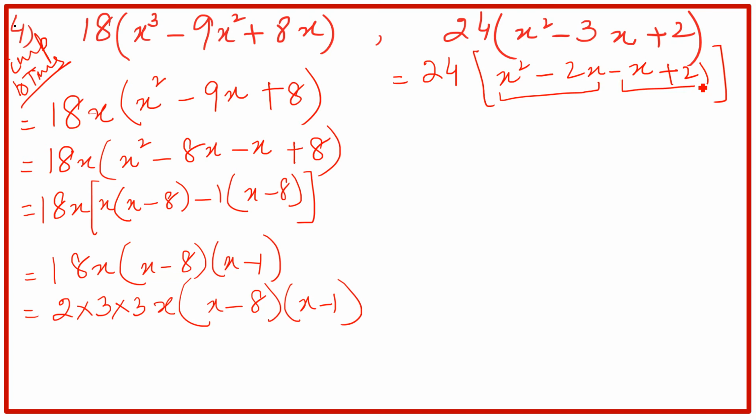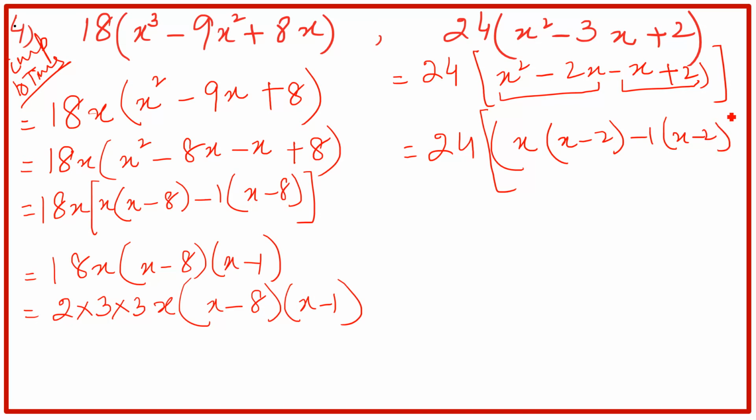We will make the set here. 24 will remain the same. We will take x common, x, and then x minus 2 here, minus 1 (x minus 2). x minus 2 we will take as a common because both the parentheses are same, and the remaining is multiplied by x minus 1.